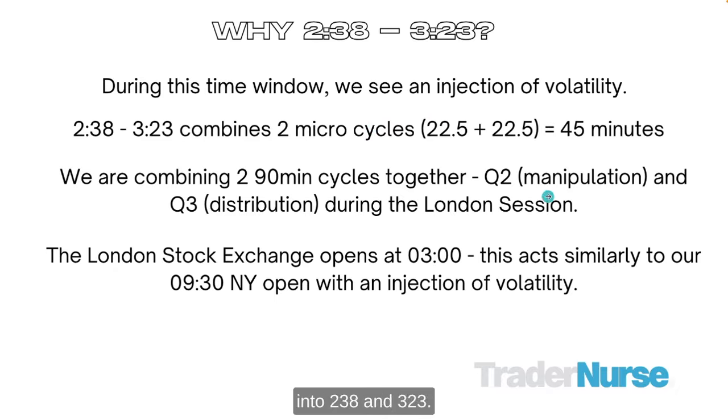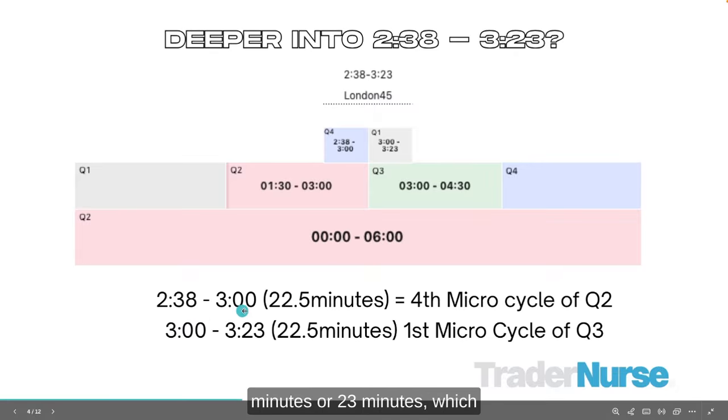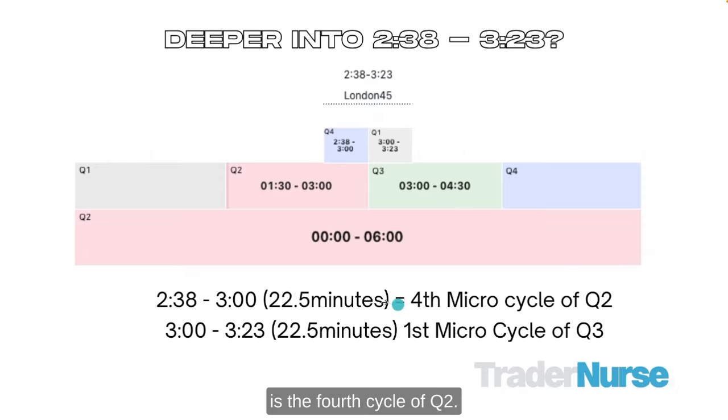So going deeper into 2:38 and 3:23. 2:38 to 3 o'clock is 22.5 minutes or 23 minutes, which is the 4th cycle of Q2. So you can see here this second column is our 90-minute cycles, this bottom column is our daily cycle, and this top two here, this is the macro we're in. This is the last cycle of Q2, which is Q4. This is the first cycle of Q3, which is Q1.